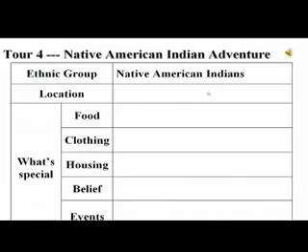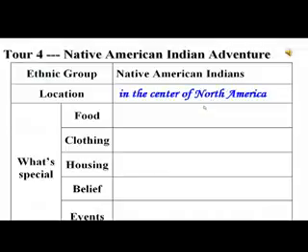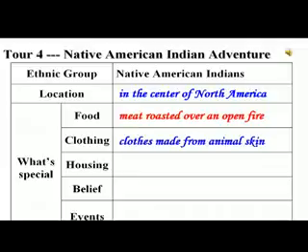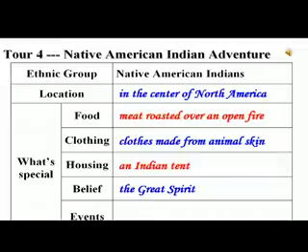Okay. Where do they live? Location? Yes, that's in the center of North America. Yes, food. Yes, meat roasted over an open fire. That's good. What about their clothes? What kind of clothes? Clothes made from animal skin. Yes, next one. Housing. Indian tent. Their belief? Great spirit. Yes. What about the events?